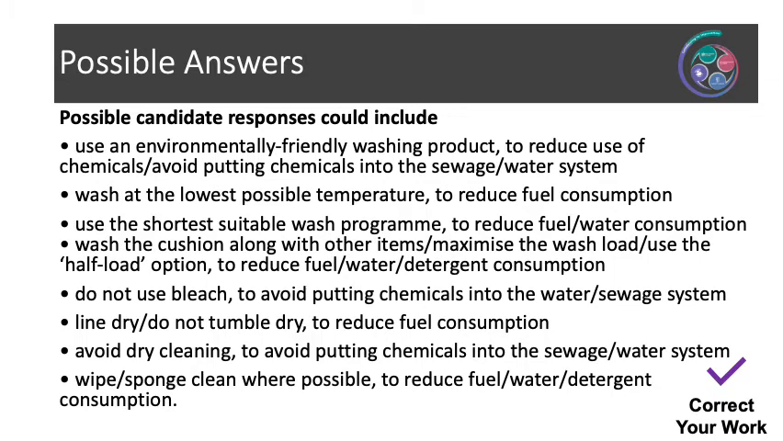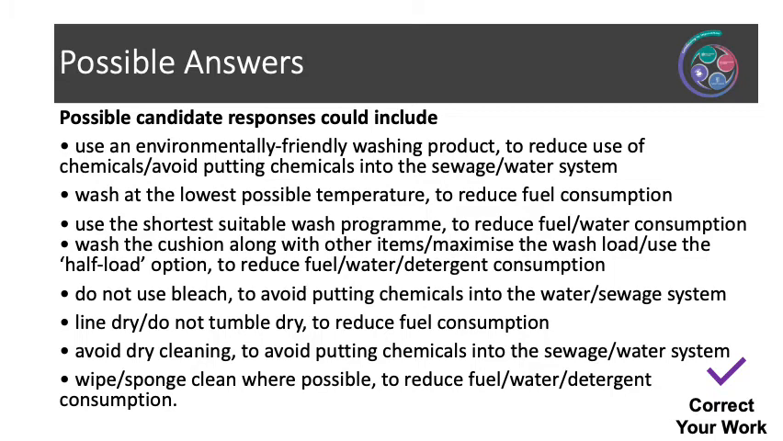So you could have mentioned something about using an environmentally friendly washing product to reduce the use of chemicals or avoid putting chemicals into the sewage water system. You may have mentioned washing at the lowest possible temperatures to reduce fuel consumption. You might have mentioned using the shortest suitable wash program to reduce fuel or water consumption. Washing the cushion along with other items to maximise the wash load, or use the half load option to reduce fuel, water or detergent consumption.